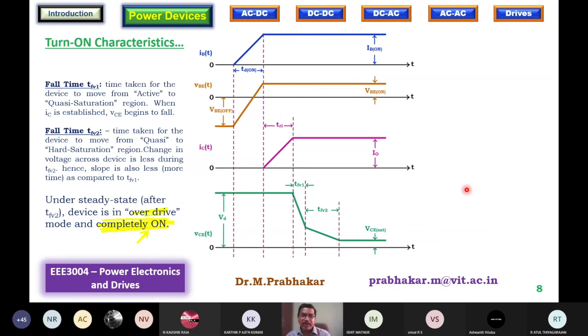Now, the physics of operation, what is happening with regards to the electrons, charge carriers, etc. You can refer to the textbook. I have put them in a nutshell. What is the process that is happening, and why the time durations are seen over here.